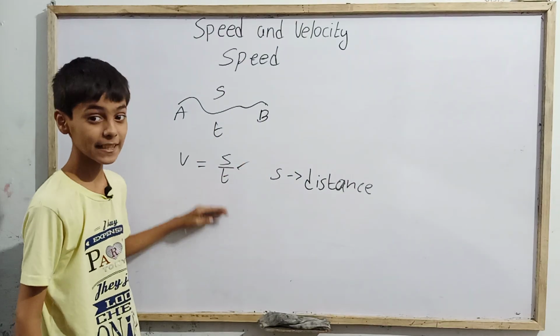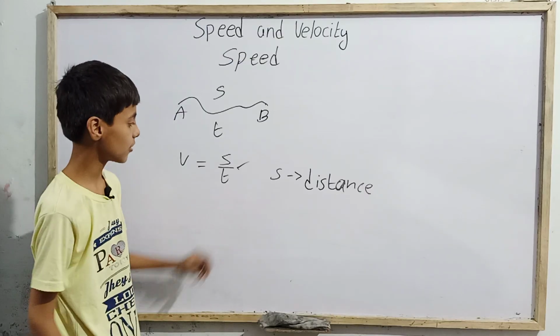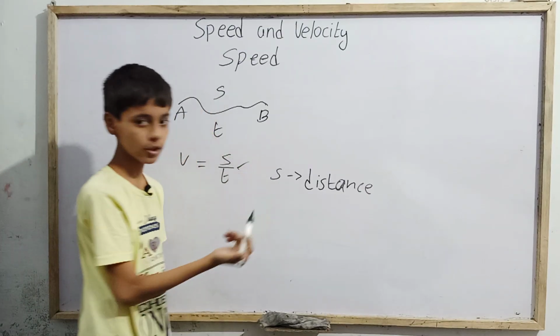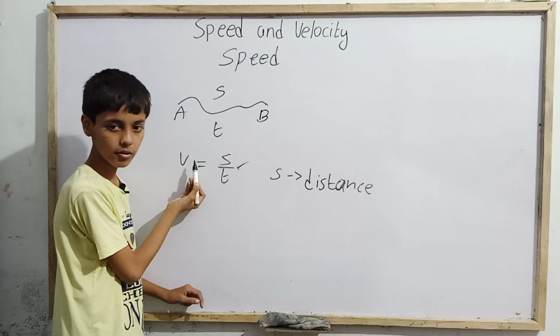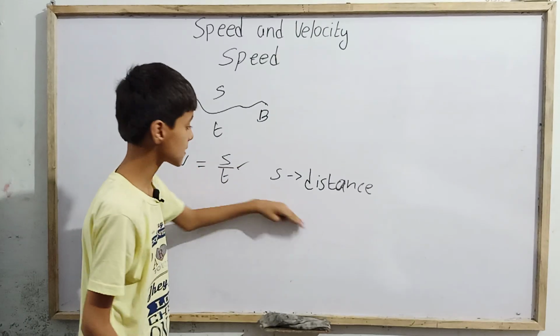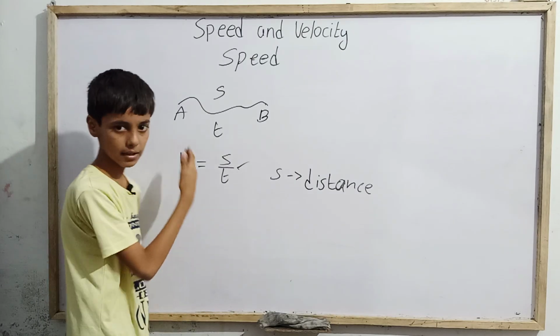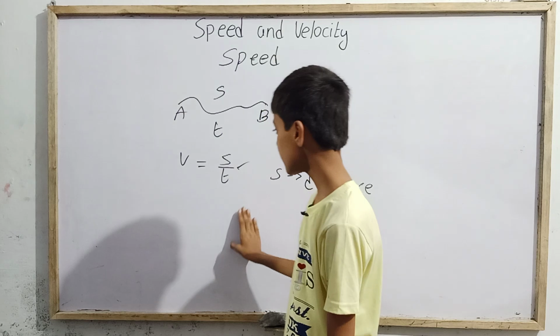If it would be displacement, I would apply an arrow here, because displacement is a vector quantity. Distance is a scalar, so I am not applying an arrow. So speed is also a scalar quantity because it has no specified direction. So here no arrow I am applying over speed.